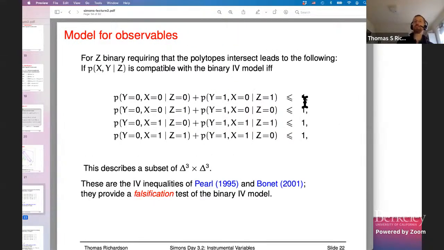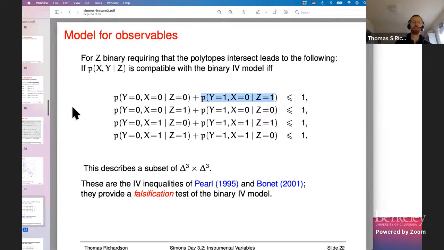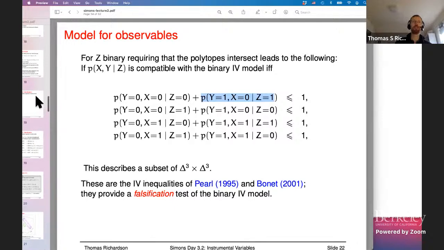Let me give you a little bit of intuition about these. So let's take this example. This is saying that under this model, this probability, Y equals zero and X equals zero given Z equals zero, plus this probability, Y equals one and X equals zero given Z equals one, better be less than or equal to one. Let's have a look and see why that has to be.